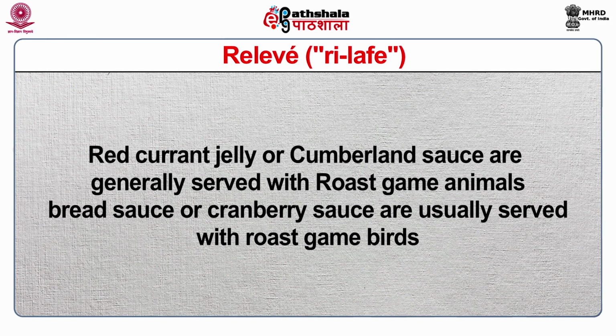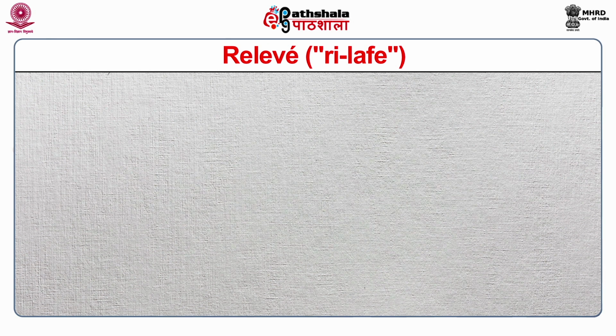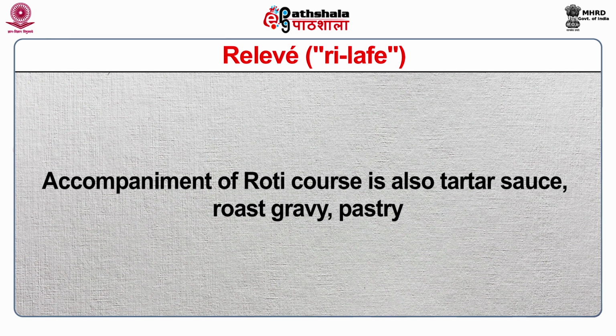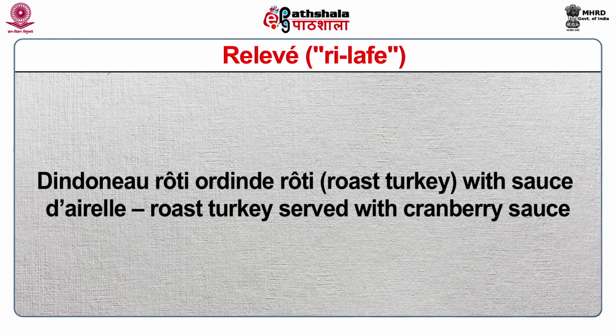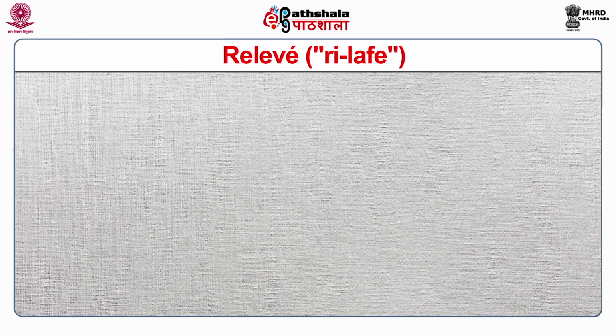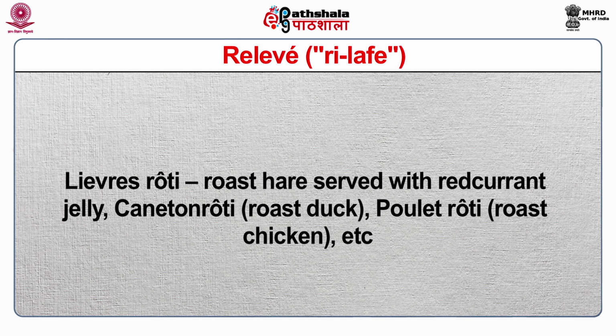Red currant jelly or Cumberland sauce are generally served with roast game animals. Bread sauce or cranberry sauce are usually served with roast game birds. Accompaniments of the roti course are also tartar sauce, roast gravy, pastries, for example, dinde roti, which is known as roast turkey with sauce, roast turkey served with cranberry sauce, lièvre roti, roast hare served with red currant jelly, chapon roti, poulet roti, etc.